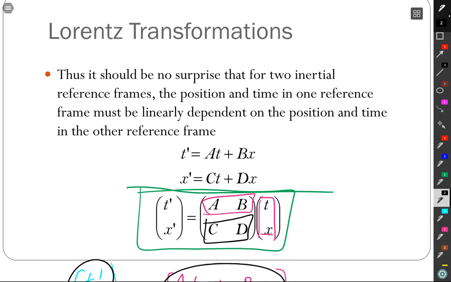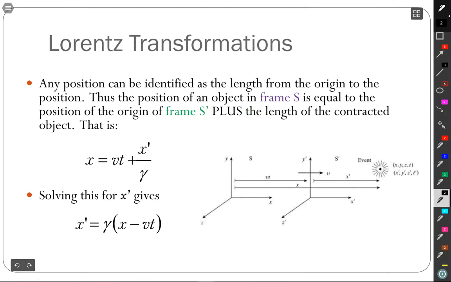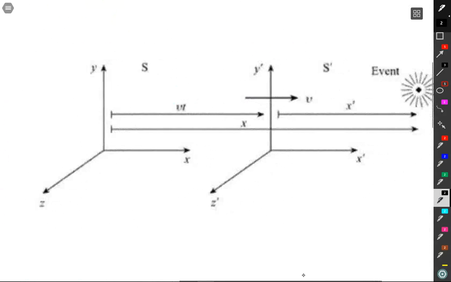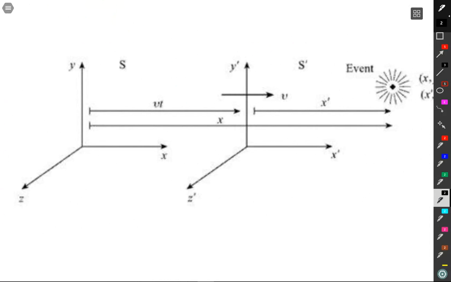Well, how do I find the values for a, b, c, and d? Here's how I do it. I start by saying, okay, here's my reference frames again. And I have some event here. And I measure the distance from the origin to that event in my prime frame, and I call that x prime. And I measure it in my unprimed frame, and I call that x. And so my goal is going to be, well, how can I find x in terms of x prime?